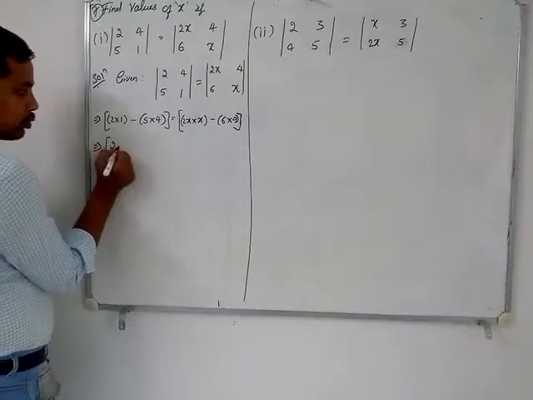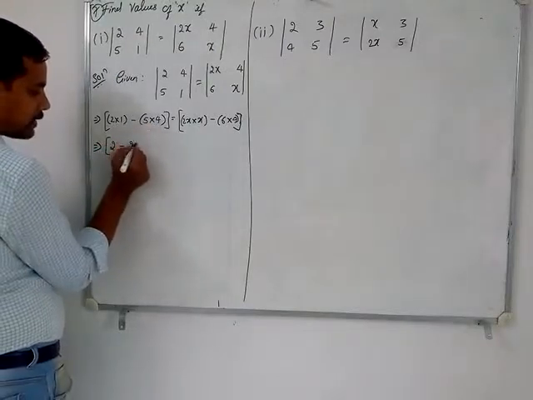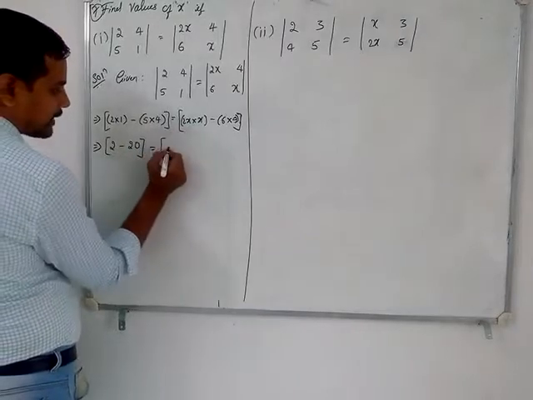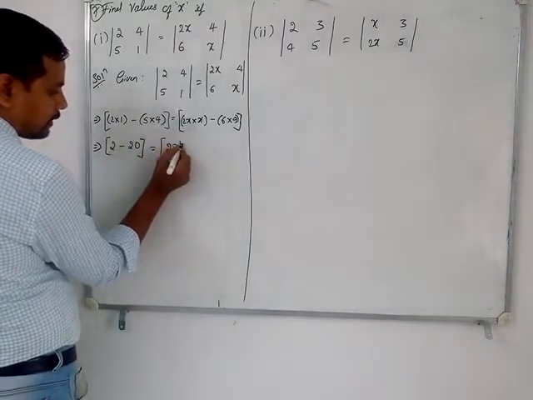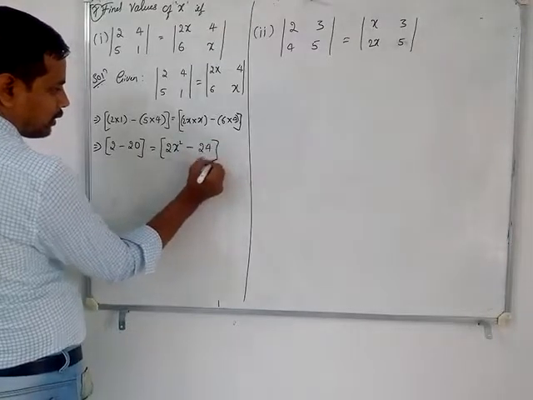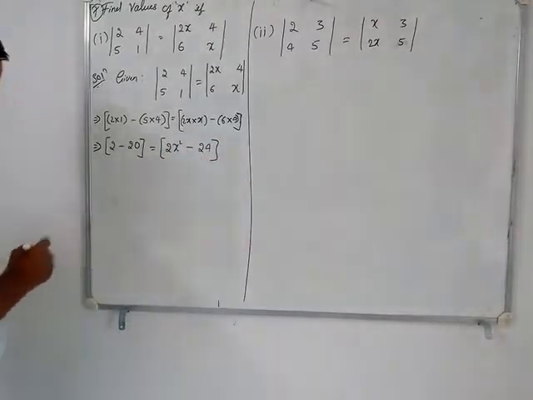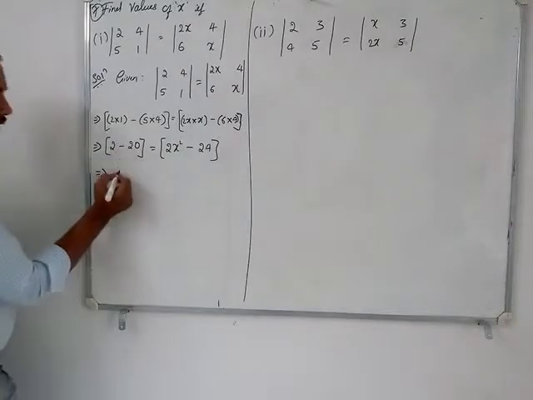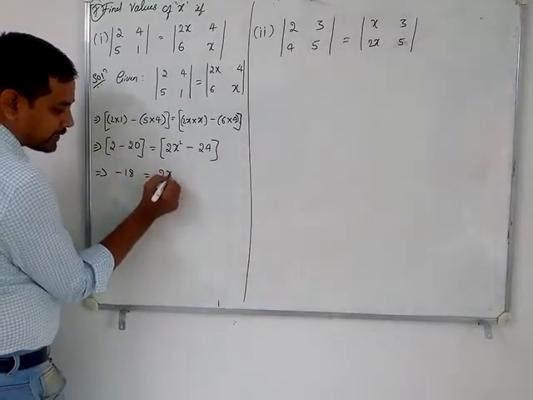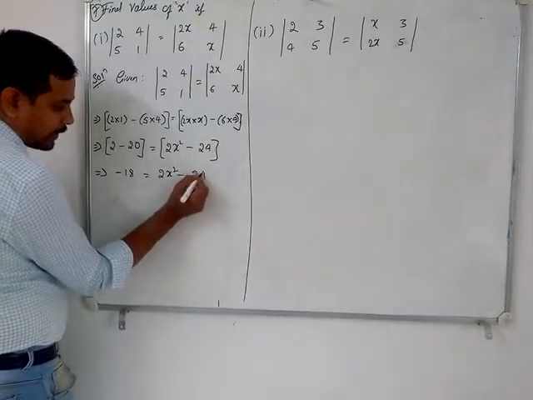2 into 1 is 2, minus 5 into 4 is 20, equals 2x into x is 2x square, minus 6 into 4 is 24. What is 2 minus 20? Minus 18 is equal to 2x square minus 24.